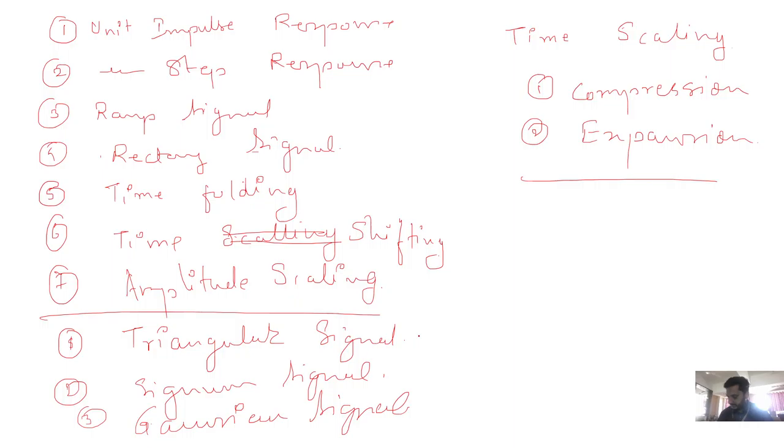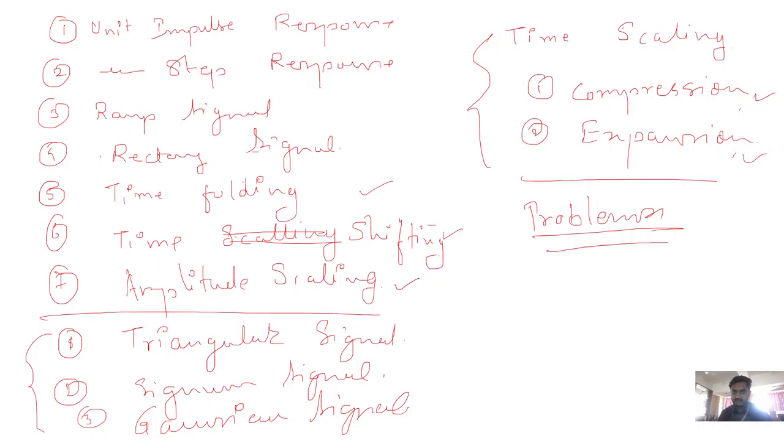Okay, so my agenda for today is that I will show you these three signal equations and how they look like, that is the graphical representation. Then we will go for the time scaling and we will take problems on all this. So we will actually have time folding, time shifting, amplitude scaling, compression, expansion. So combining these five signal operations, we will have the problems. So few problems we had taken last time, we will have few more. Okay, so this is the agenda for today.